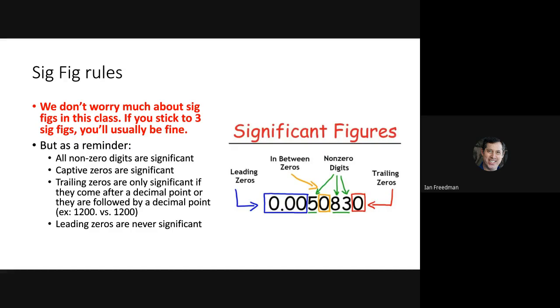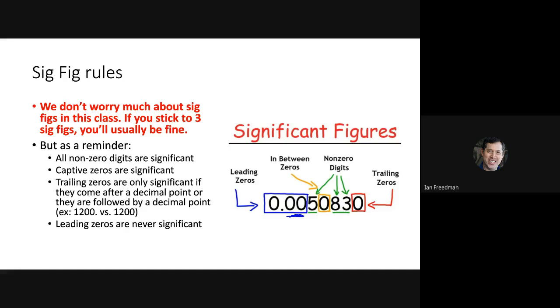And last but not least for this video, sig figs. The first good news is that we don't worry much about sig figs in this class. If you stick to 3 sig figs, you're usually fine. But as a reminder, all non-zero digits are significant. Captive zeros are significant, meaning zeros between other numbers. Trailing zeros are only significant if they come after a decimal point or if they are followed by a decimal point. And notice, even though these two come after the decimal point, they're actually considered leading zeros. Zeros at the beginning are never significant.